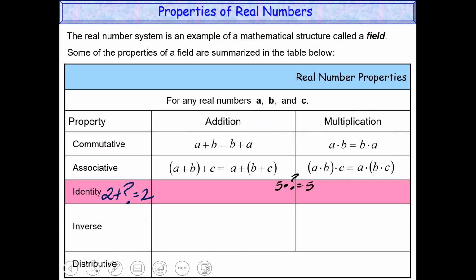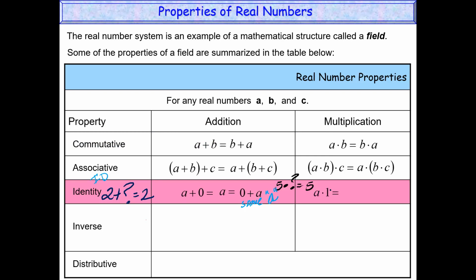Next one is identity. Identity is like having an ID, like looking at yourself. So it has to go back to yourself as an identity. So A plus 0 is the same thing as A, which is the same thing as 0 plus A. At the end of it, you still have the same A because it's identical, it's identity.